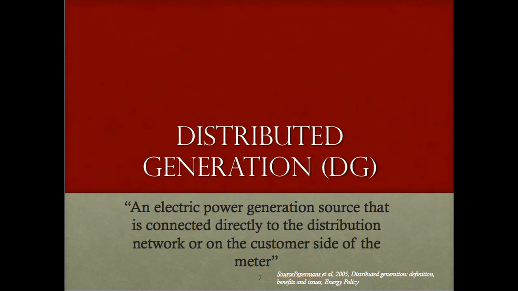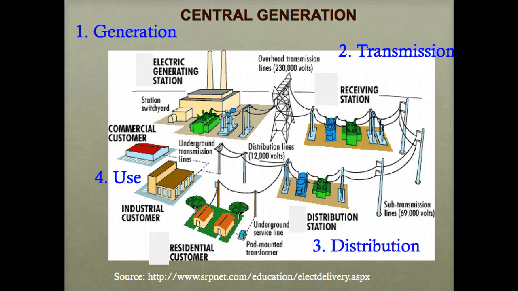To visualize this a little better, the four main components of a centralized electricity system include generation, transmission, distribution, and use. Generation includes the power plants that convert coal, natural gas, uranium, etc. from primary energy to electricity, which is secondary energy. Transmission includes large high-voltage wires that carry electricity from the power plant to the distribution network. The distribution network includes smaller, lower voltage lines that carry electricity to the end users. And the use includes the three main end users: residential, commercial, and industrial.